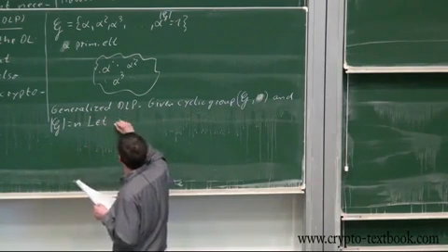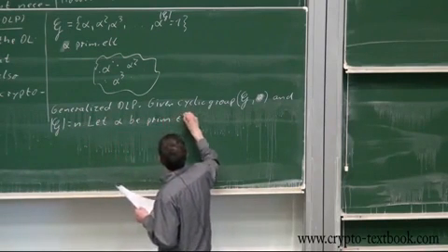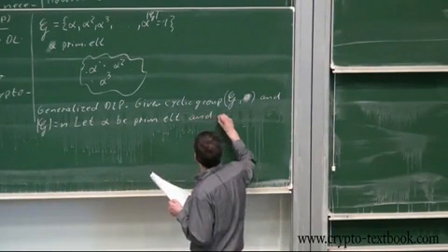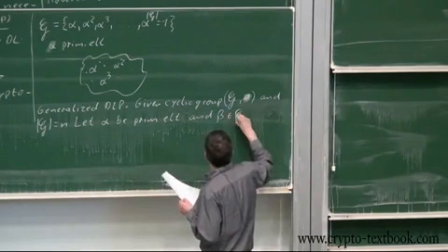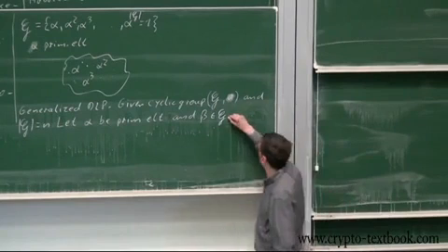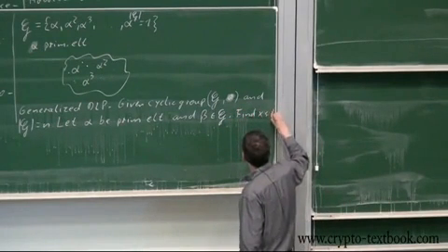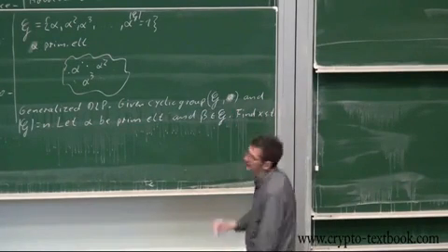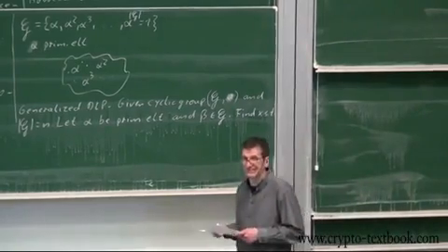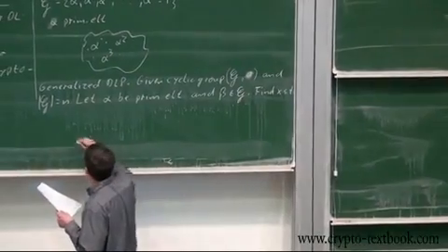Let alpha be a primitive element and beta is in G. Now find an integer x, such that, with the following property.